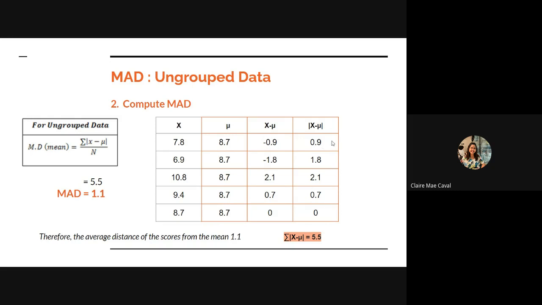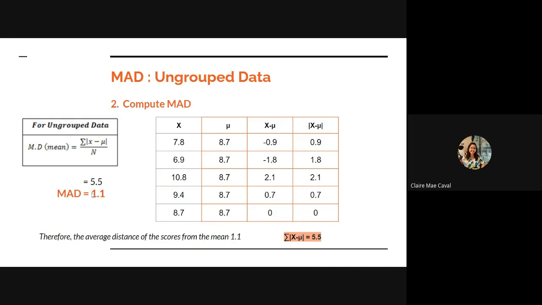So, walang negative dito kasi nga real number. So, you just add this to get the summation of the absolute value of the difference of the observation and the population mean, or the summation of your x minus mu, that is equal to 5.5. This one, you add this, that is 5.5.